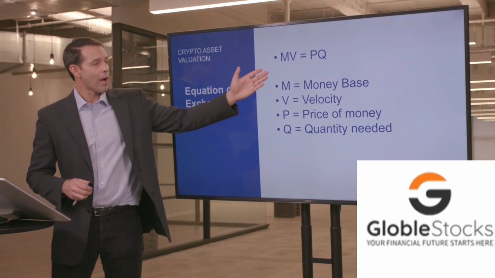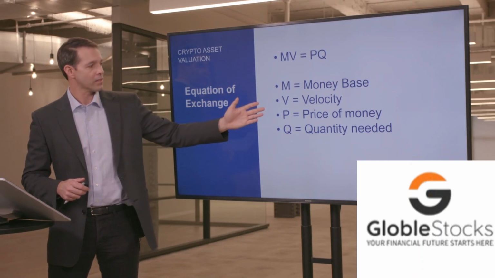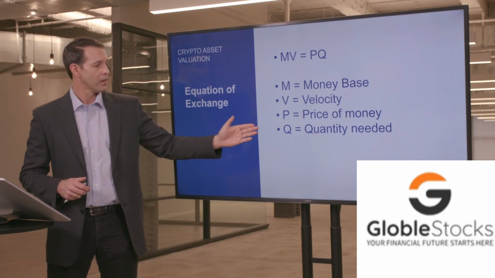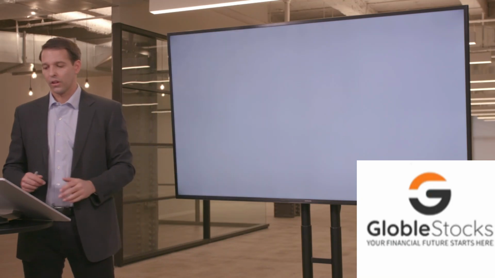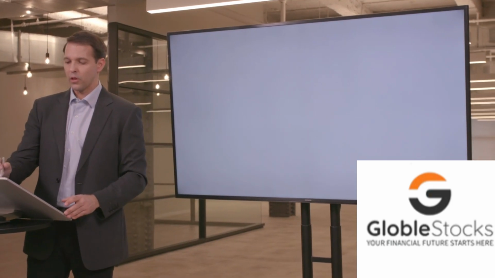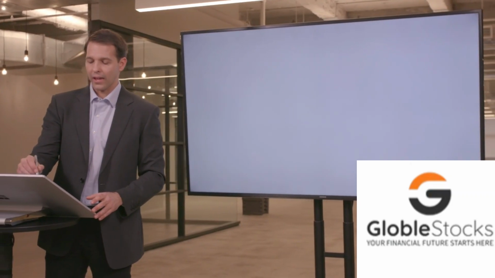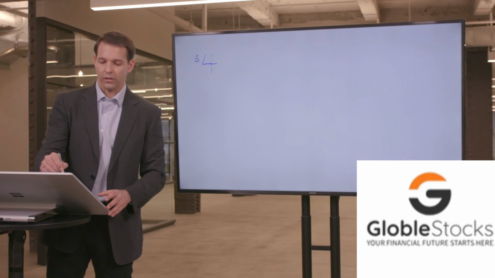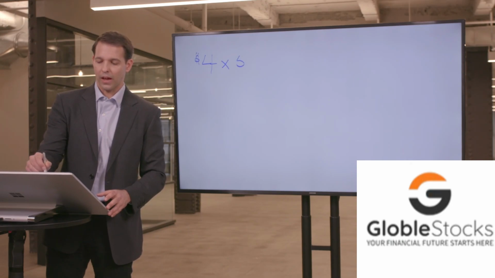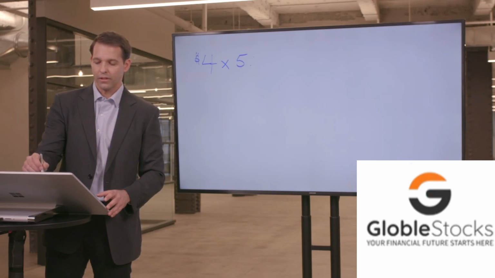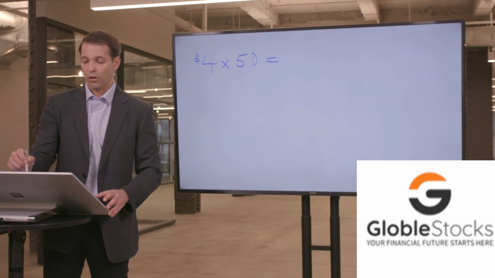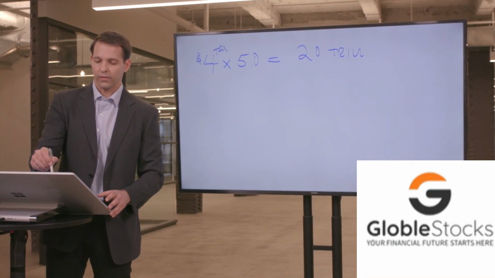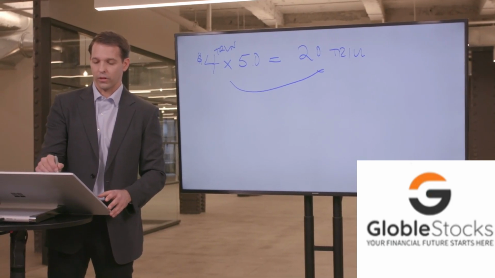Now, I gave you MV equals PQ, that's money base times velocity equals the price of money times the quantity needed. So let me go over this. In the US system, we have a money base of about 4 trillion US dollars, and we multiply that by a velocity of about 5, and this is equal to our GDP. Our GDP in the US is about 20 trillion. So 4 trillion times a velocity of 5 gives you 20 trillion.